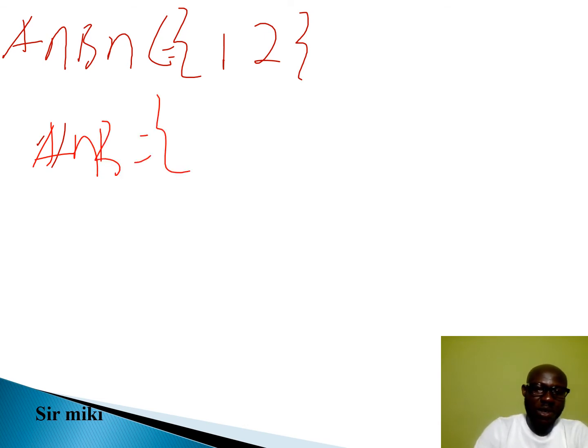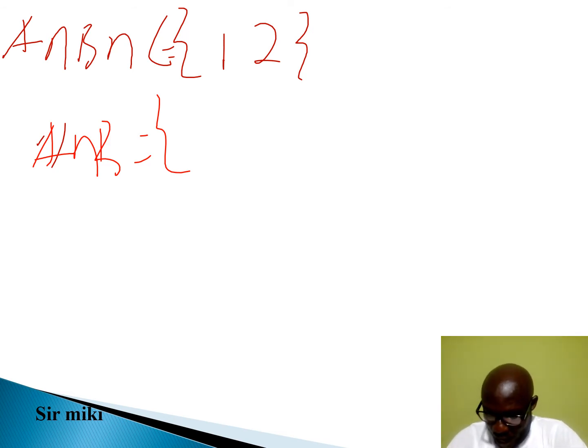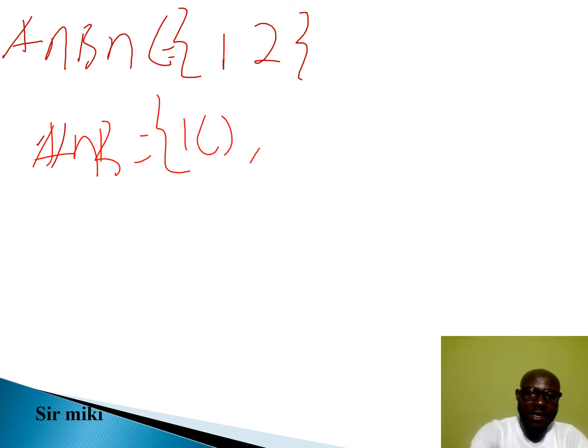Good. Elements found in A and at the same time found in B. So you can see that set A is made up of 8, 10 and 12. Then set B, we have 10, 12, 13. So elements, common members found in set A and at the same time in set B are 10 and 12.